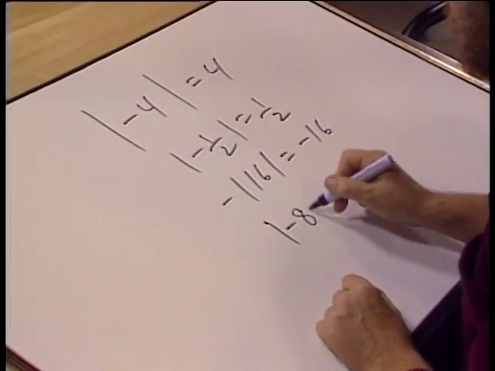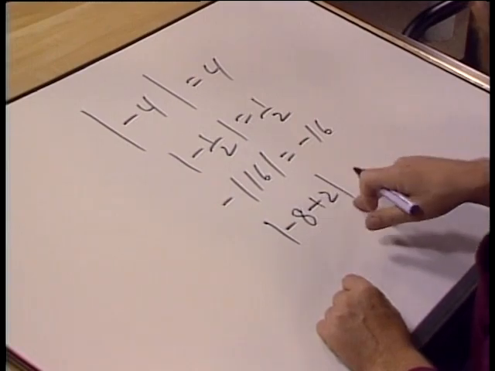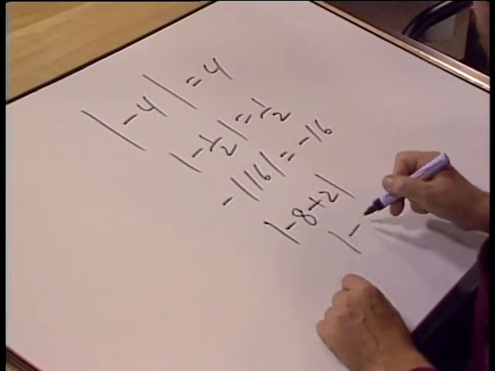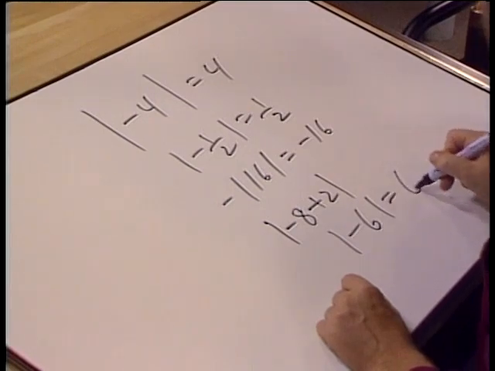Also, whenever you can combine terms within absolute value bars, do so before finding the absolute value. For example, to find the absolute value of negative 8 plus 2, you combine the negative 8 and the plus 2, which gives you the absolute value of negative 6, which is equal to 6.